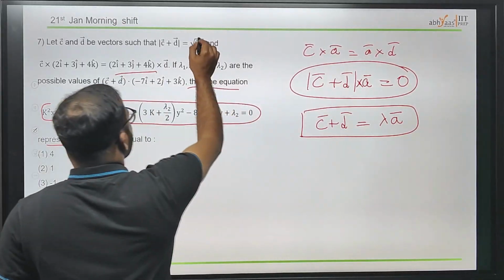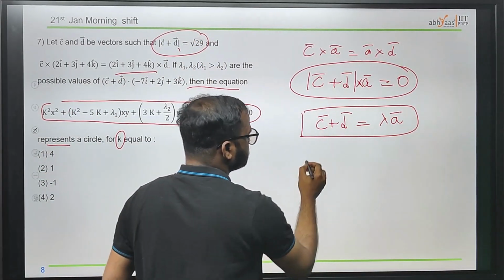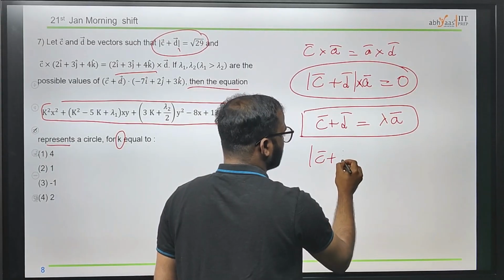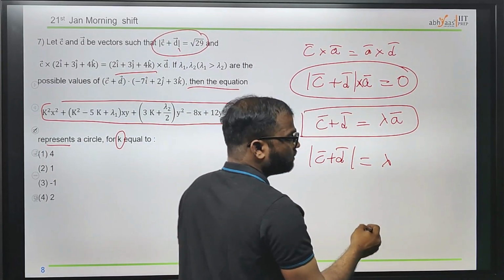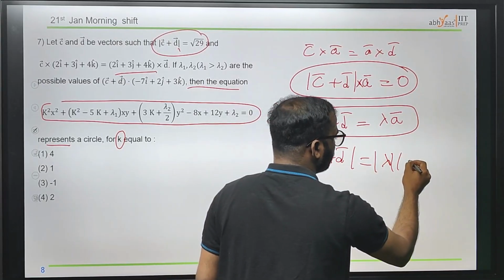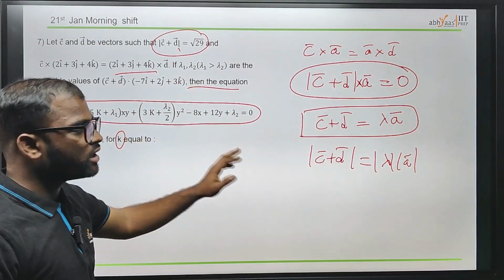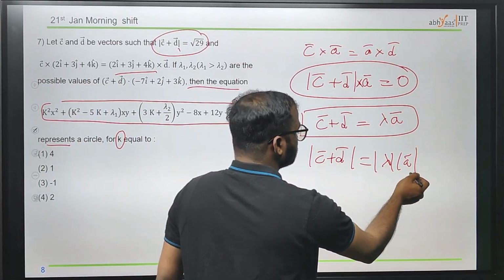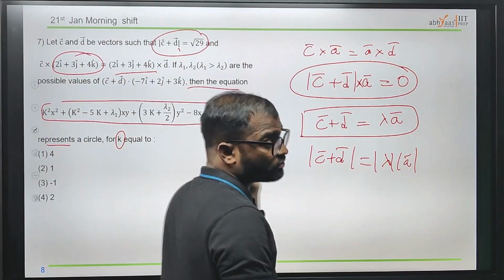Now, using this, since we have this mod here, just take mod on both sides. We have mod of C bar plus D bar equal to mod lambda times mod A bar. Now we can see here we have √29 for this, and if we substitute A, the mod of A is 2 square, 3 square, 4 square.